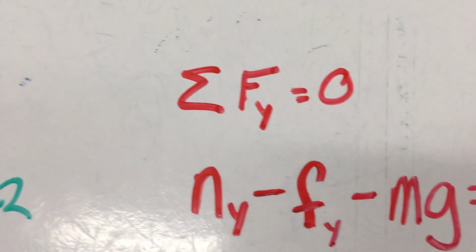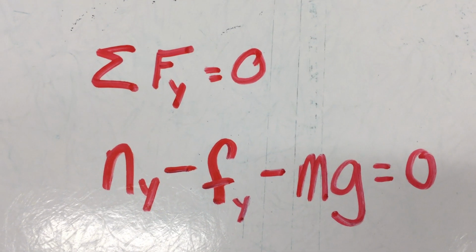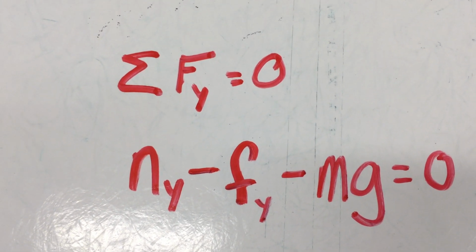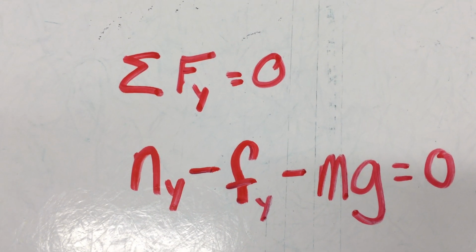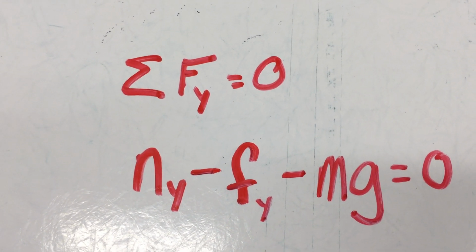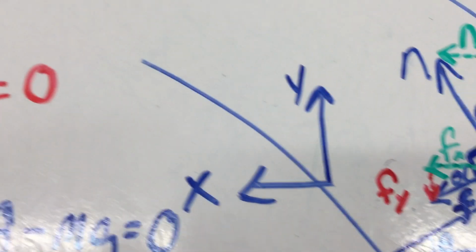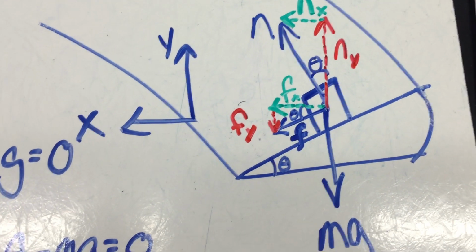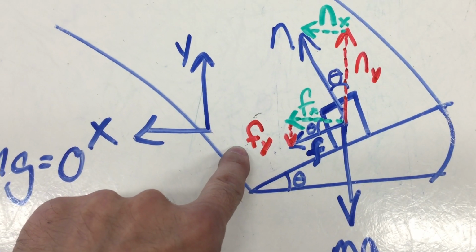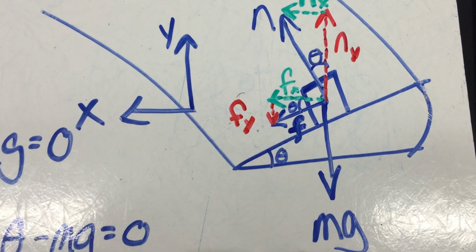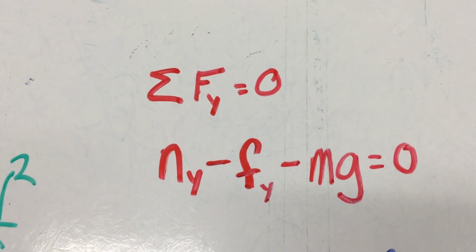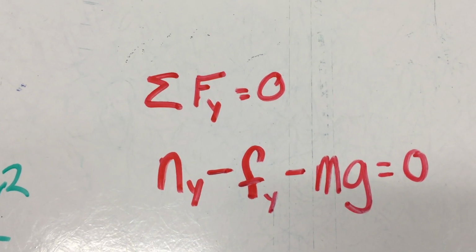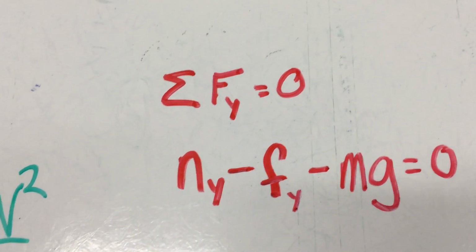Let's expand those two. The net force in the y direction is the upward force of the normal force minus the y component of the frictional force minus gravity. Right? Those red forces: friction in the y direction and gravity are downwards, and the normal force in the y direction is upwards, and there's no acceleration in the y direction, so they must add up to 0.